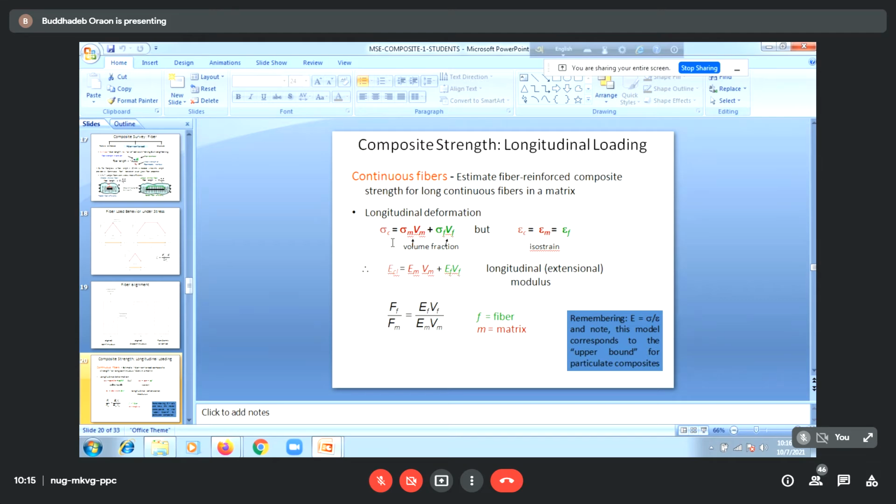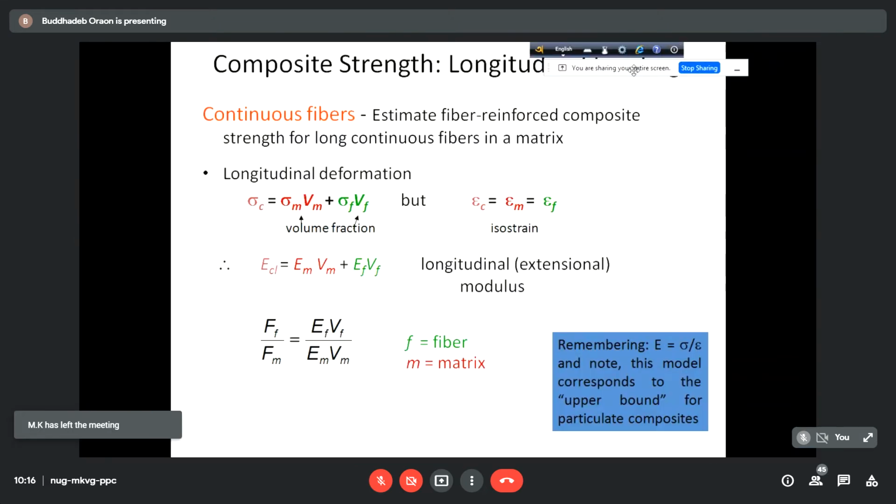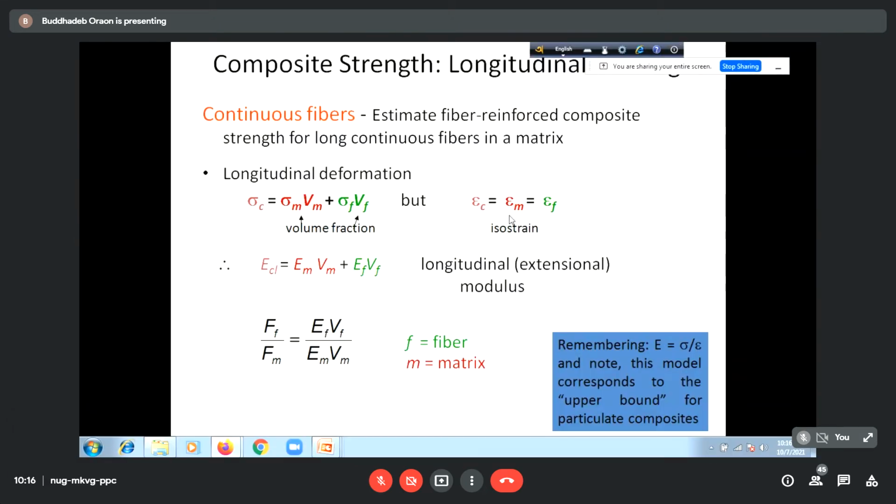And number four, we are considering the isostrain case. As you can see in this slide, isostrain case means the strain developed in the composite equals the strain developed in the matrix equals the strain developed in the fiber. So this is a case called the isostrain case, and particularly in longitudinal loading, this assumption is quite valid.